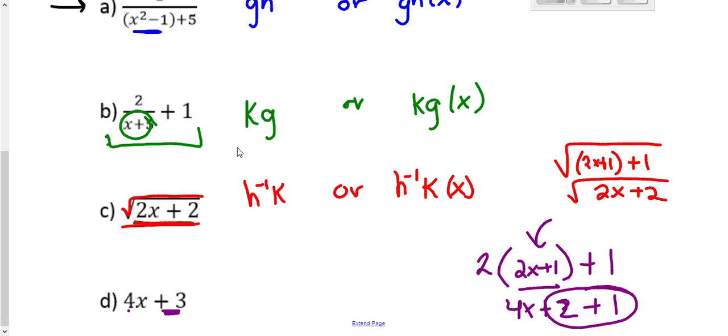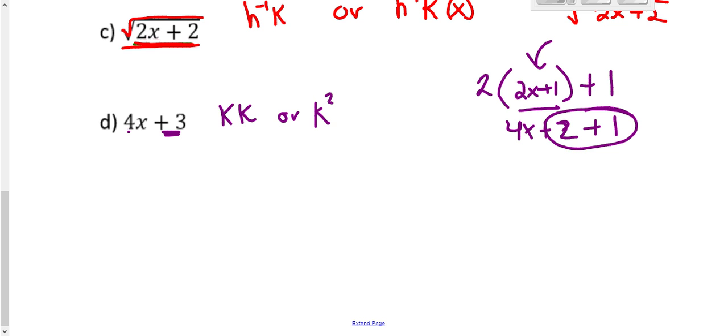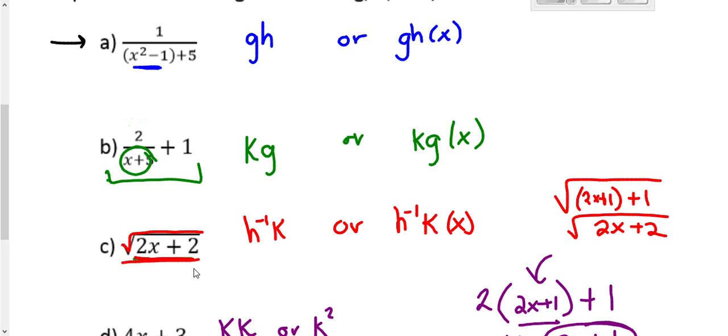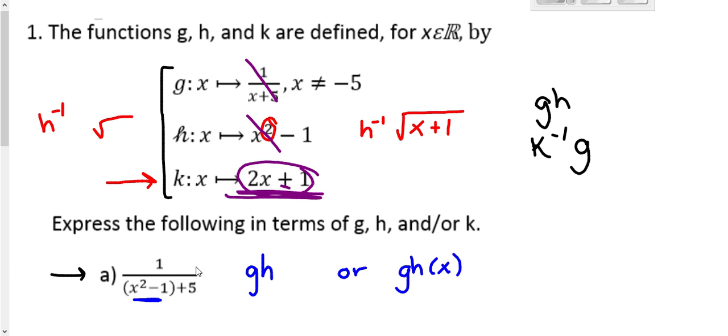So there are quite a few ways we can write that. We can say k of k, or we can write k2, which means that we can also write k of k of x, or k2 of x. Those are all our possible answers for that one. They all mean the same thing, it's just in a different form. And that's all you need to do for these first 4 problems. So it's really just recognizing the pattern and figuring out how it fits.